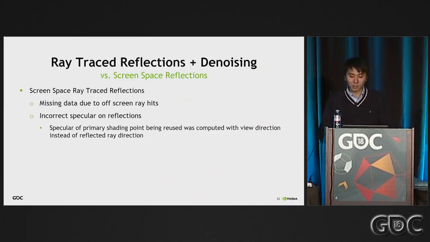The other minor issue is that since we're reusing the shading in the primary color buffer, the shading is slightly wrong, because in the reflection, the view-dependent shading should have a different view vector, since you're not really looking at the shading from the camera anymore.